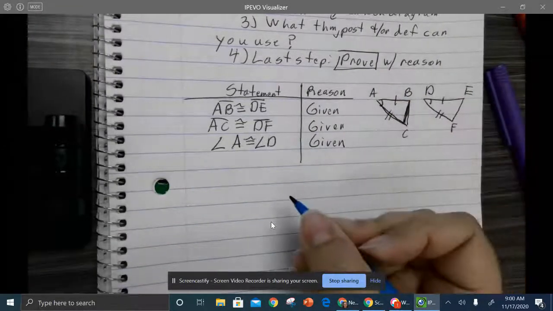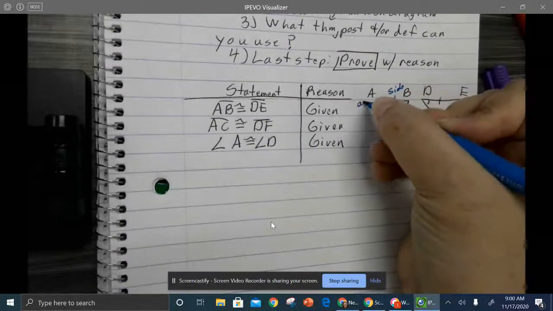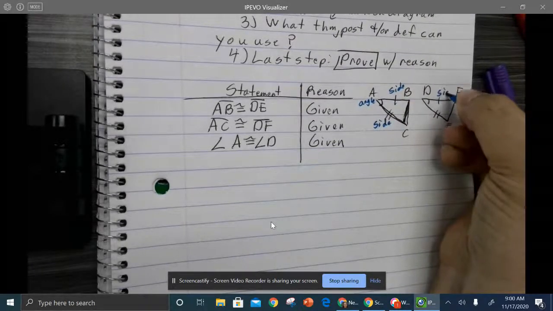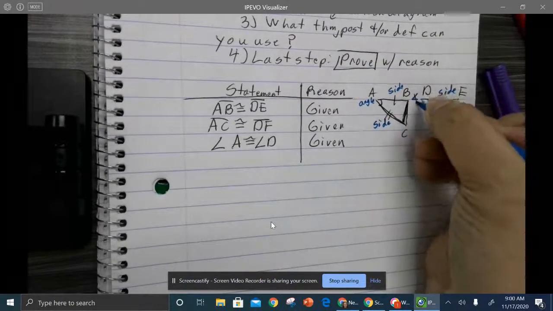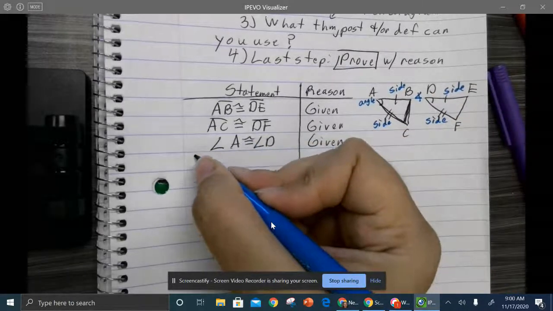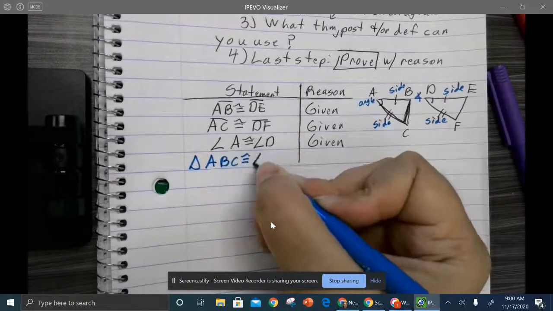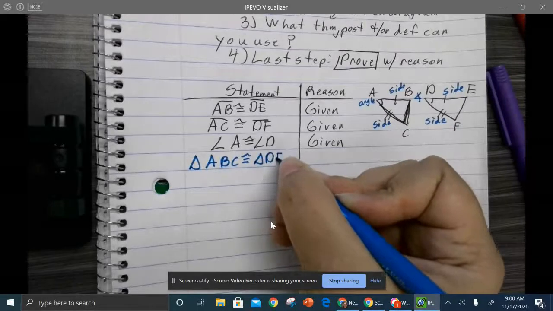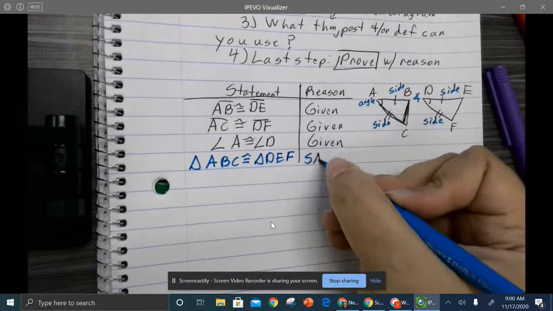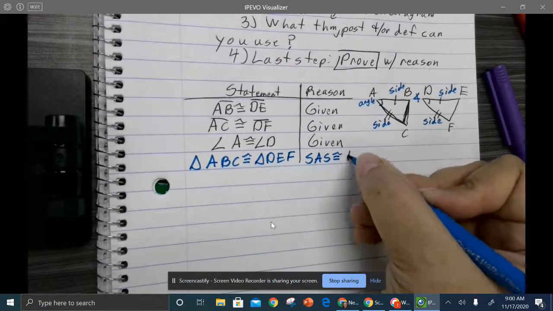Okay, so what we can use, everybody, is side, angle, side. Okay, so now we can prove that the triangles are congruent. So triangle ABC is congruent to triangle DEF by our side, angle, side congruence postulate. Okay.